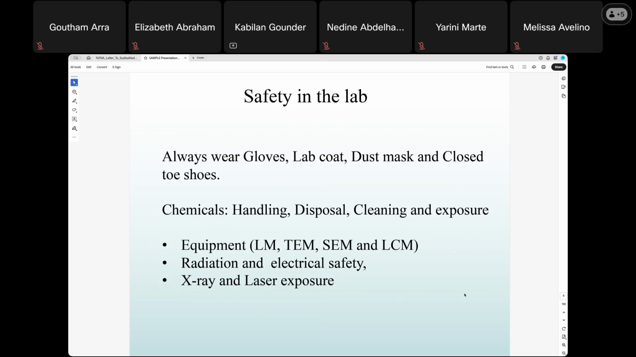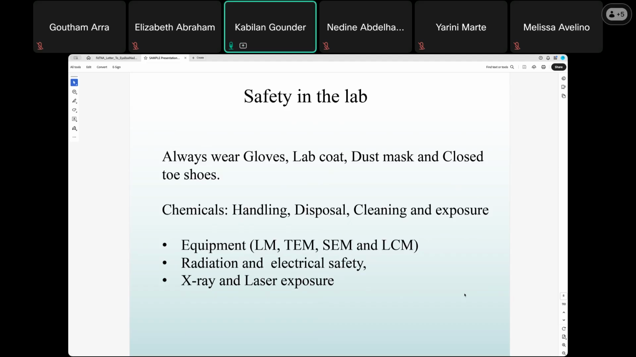So always, in the lab, it is not only to protect yourself, but also the other colleagues and students. So that is very, very important. This is not only for this, but for whoever is working in the lab, or in the future when you become a researcher or dentist or doctor, this will be important.